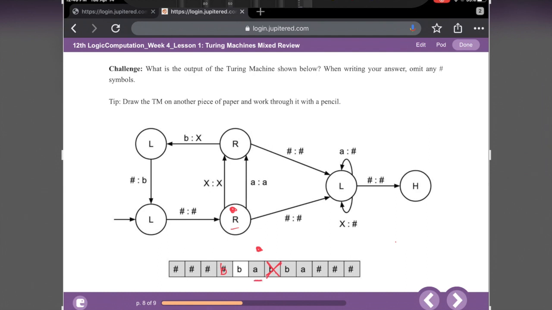Okay, now we see an A. It says if you see an A, replace it with an A, and then go to the right. Okay, there we are. We see an X, which has no state transition associated with it, so instead, we just go to the right.